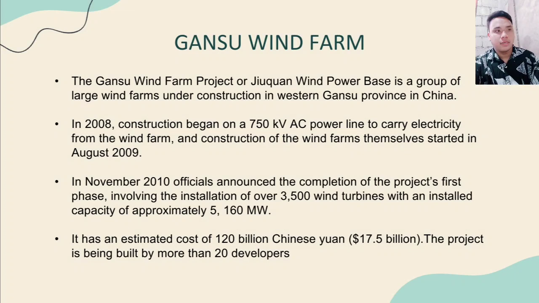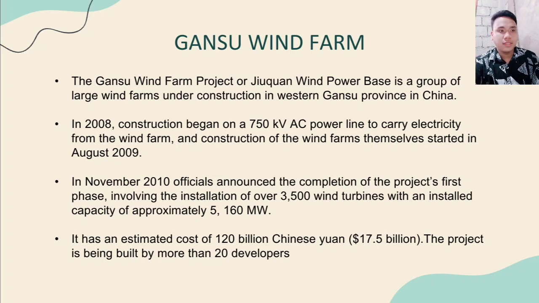Gansu Wind Farm. The Gansu Wind Farm project, or Jiuquan Wind Power Base, is a group of large wind farms under construction in western Gansu province in China. In 2008, construction began on a 750 kilovolt alternating current power line to carry electricity from the wind farm, and construction of the wind farms themselves started in August 2009.